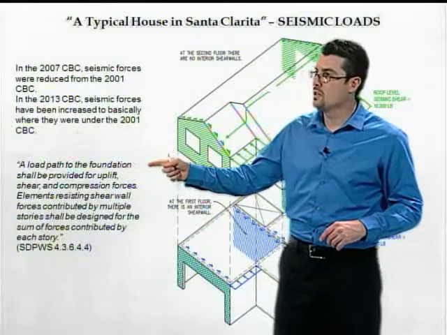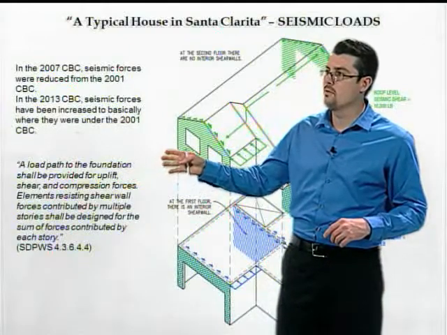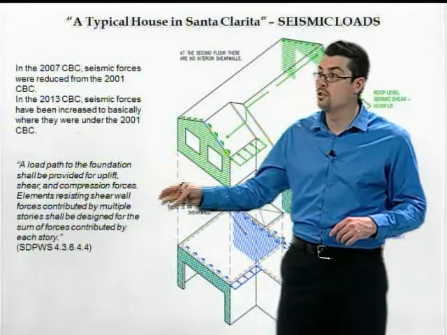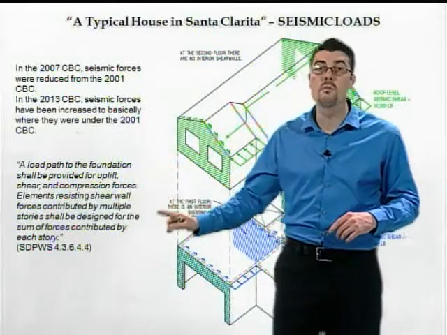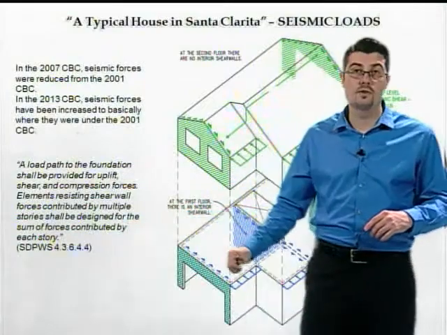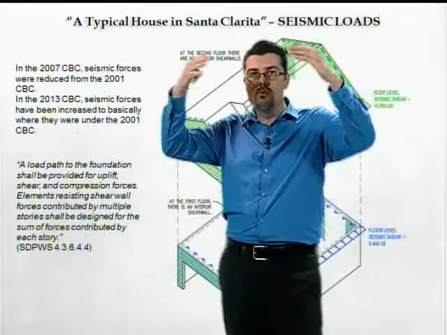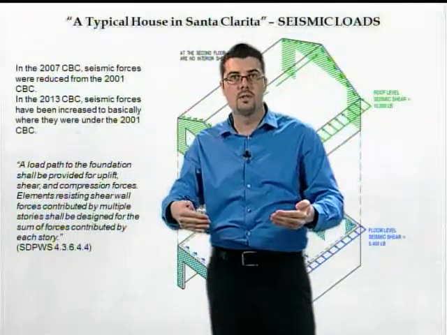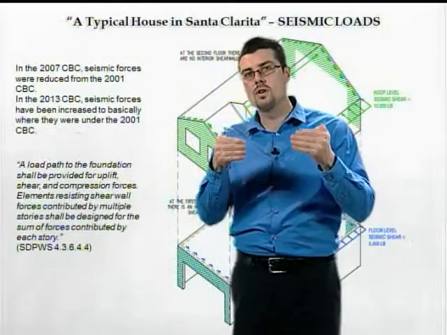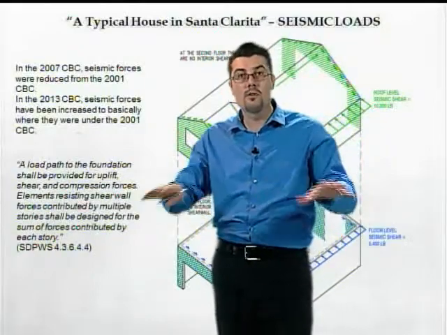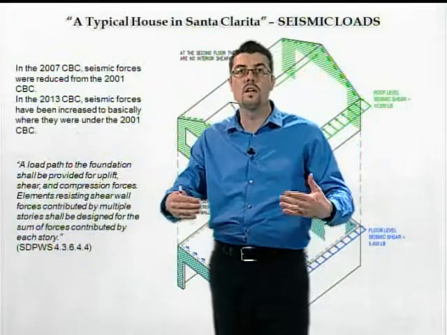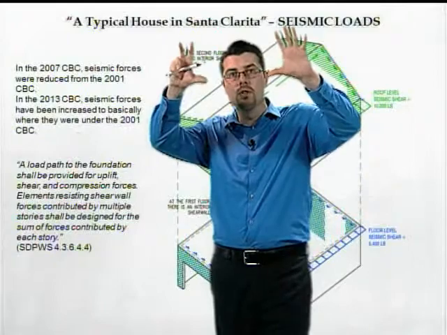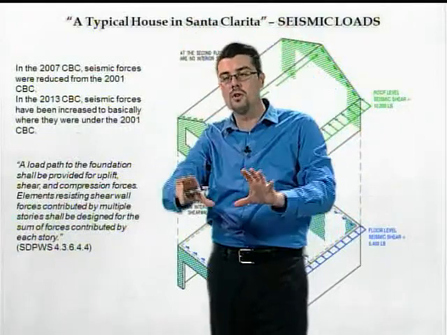You'll see the way the code reads here: a load path to the foundation shall be provided for uplift, shear and compression forces. Elements resisting shear wall forces contributed by multiple stories shall be designed for the sum of the forces contributed by each story. So as you move down a house, the shear wall forces will increase. You'll expect that the amount and strength of the shear walls on the first level of a house are going to be higher because the shear force builds as you go down.